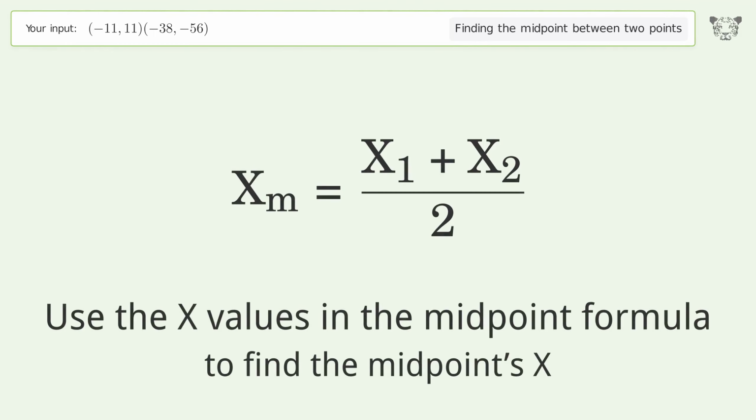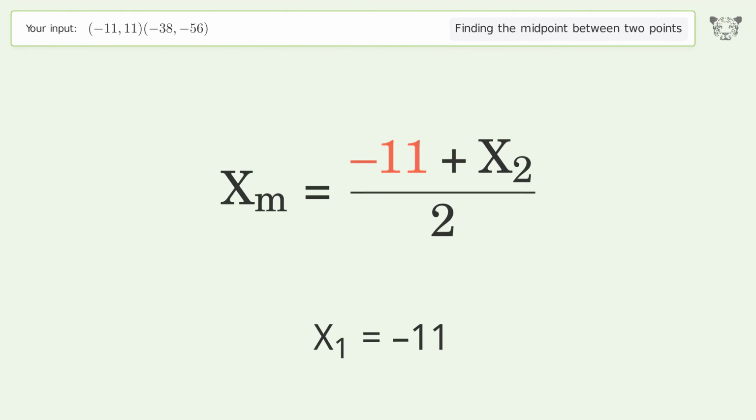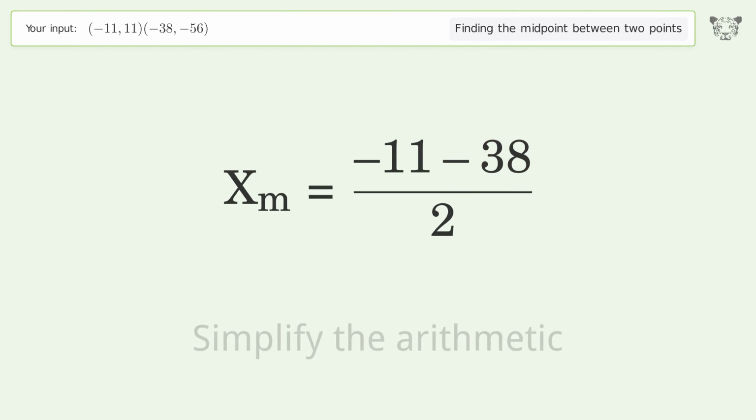Use the x values in the midpoint formula to find the midpoint's x. x1 equals -11. x2 equals -38. Simplify the arithmetic.